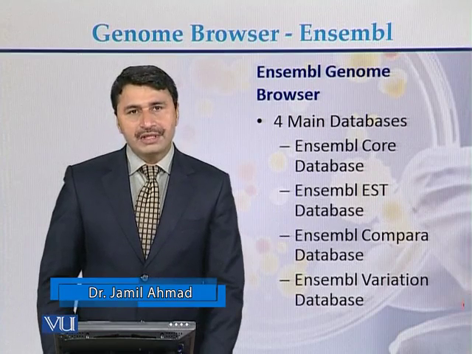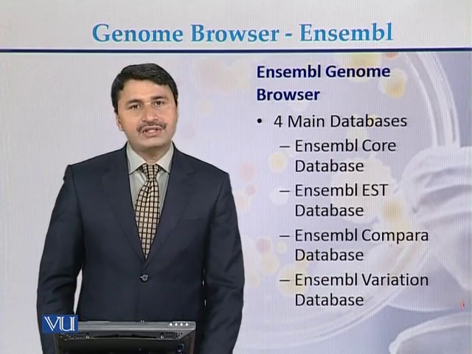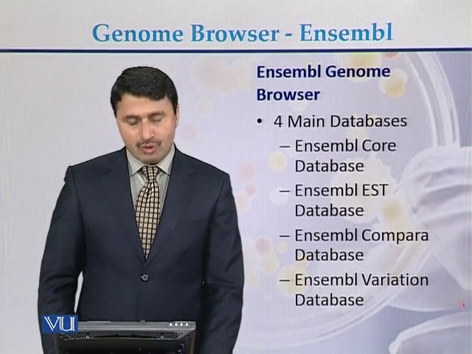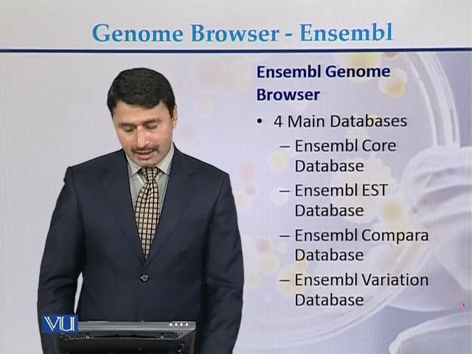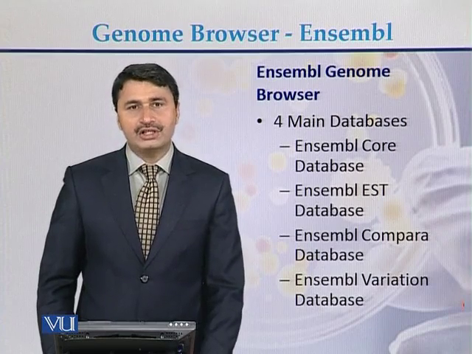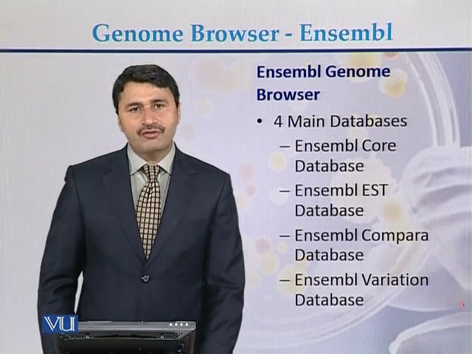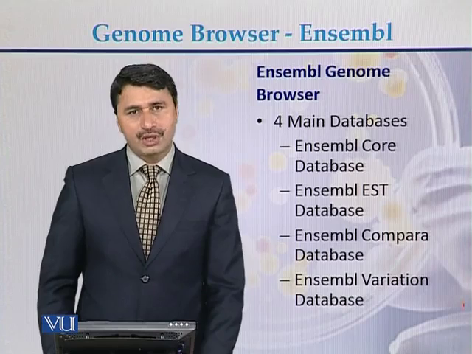There are four main databases of Ensembl. The databases are Ensembl Core Database, Ensembl EST Database, Ensembl Compara Database, and Ensembl Variation Database. So these are four different databases of the Ensembl Genome Browser.